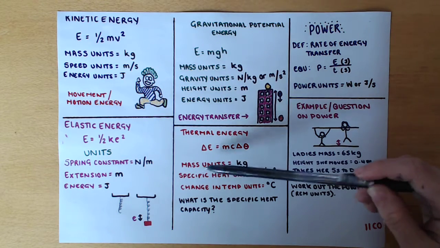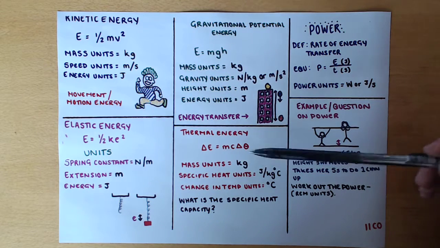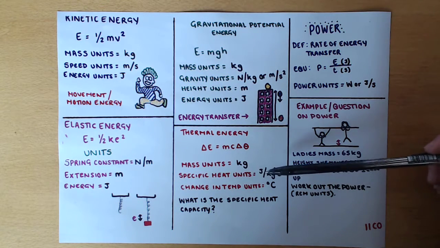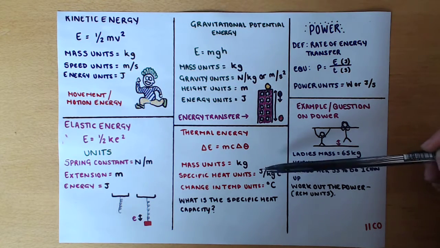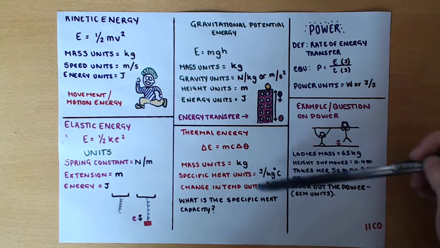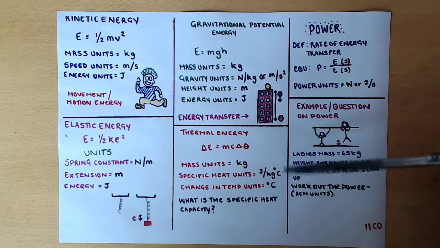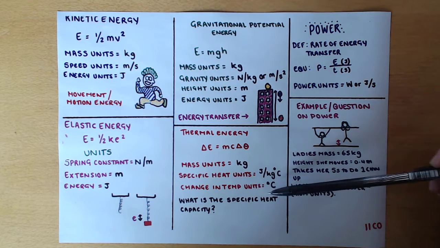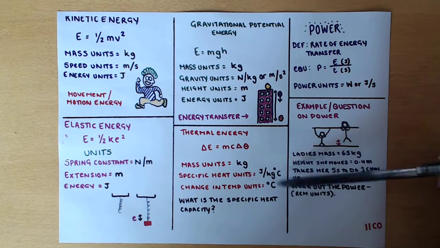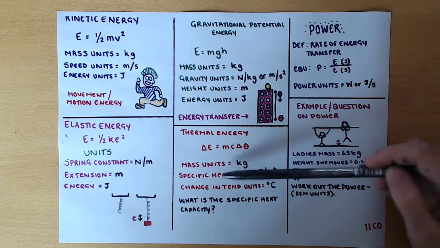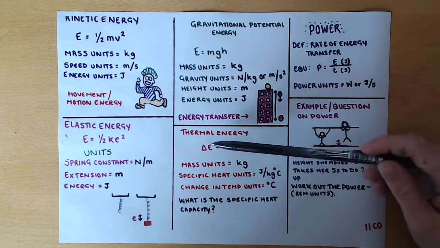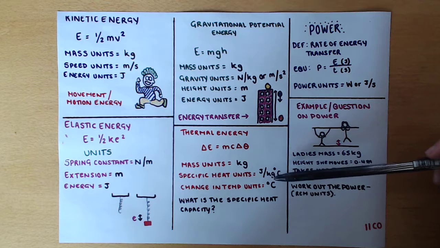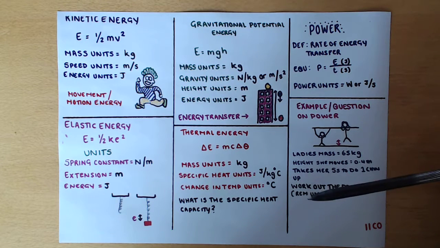Now, m, let's start off with the easy one. M is the mass, and that has units kilograms. Specific heat capacity has units joules per kilogram per Celsius. Well, not per, kilograms times Celsius, all divided by joules. This is a kind of tricky unit to remember, but it's always good to remember. And then you have the change in temperature, which is in Celsius. So one way to remember the units for specific heat is that it involves the units for energy, the units for mass, and the units for Celsius.